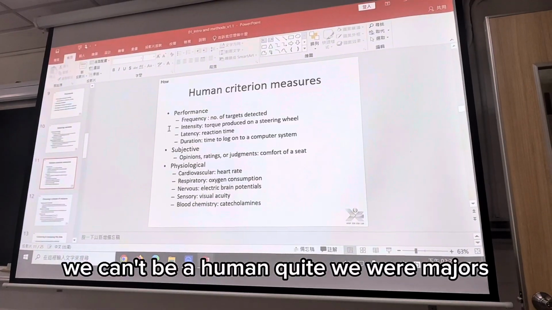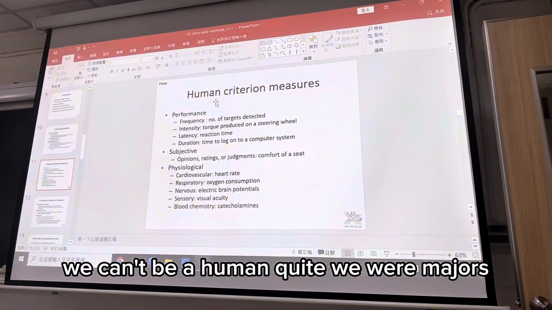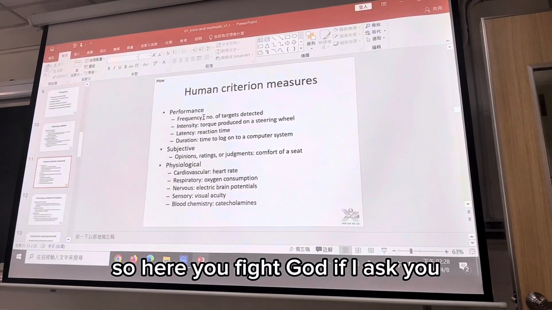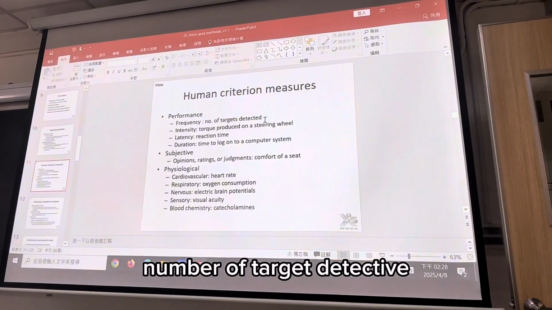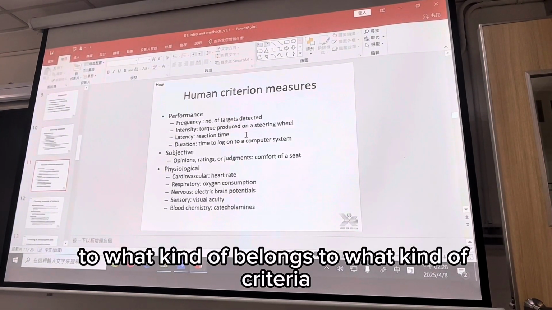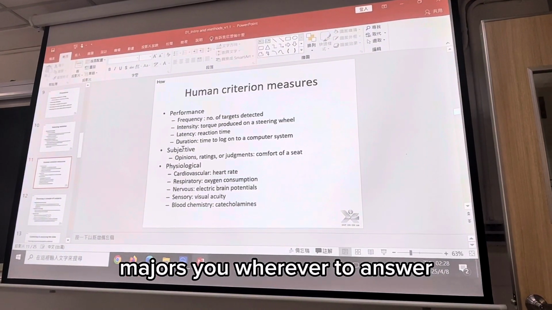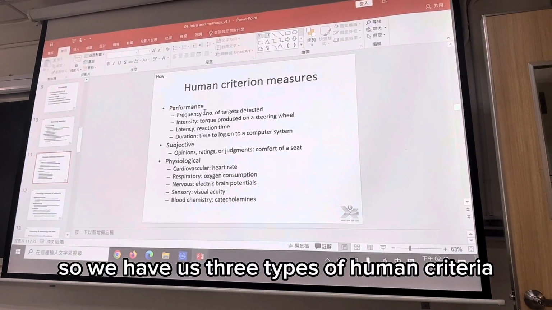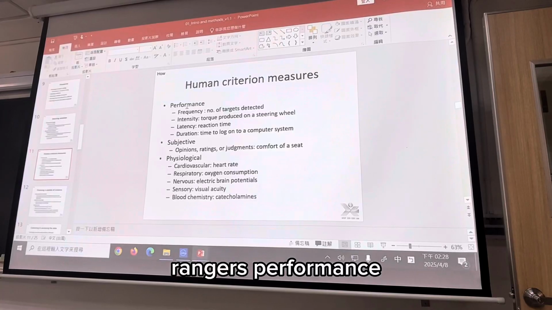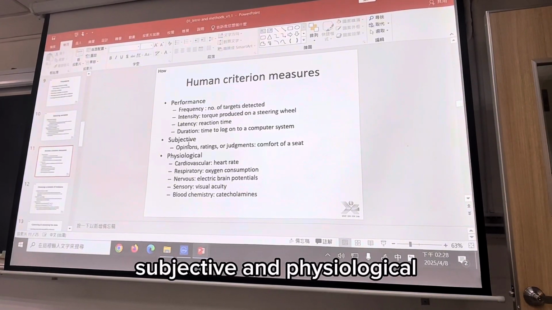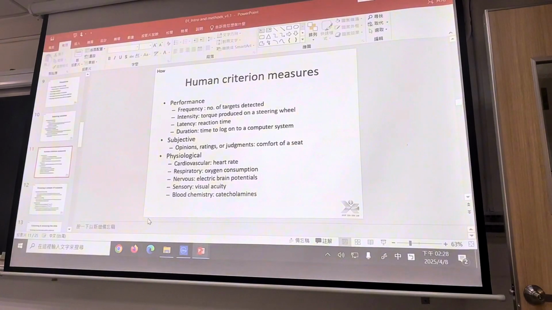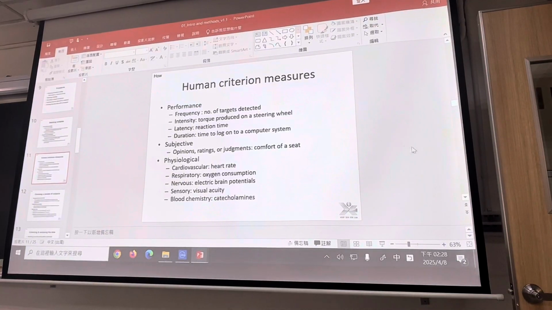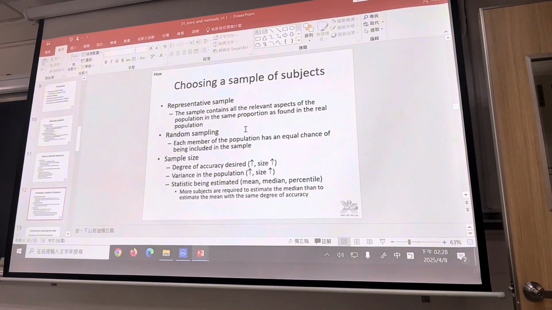Then we further look at the human criteria measures. So here, if I ask you the number of targets detected, what kind of criteria measures does it belong to, you should be able to answer. So we have three types of human criteria measures: performance, subjective, and physiological. So you can distinguish which is which.